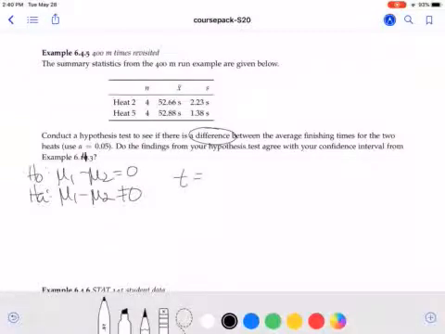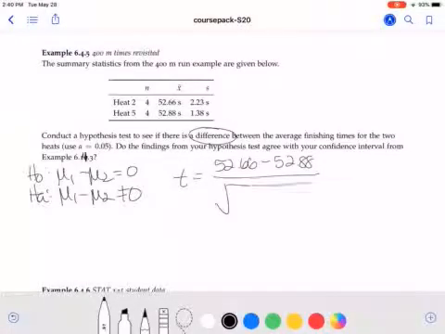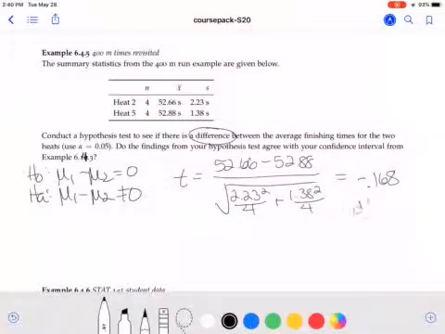Our test stat will be the difference in the 2 sample means divided by the square root of 2.23 squared over sample size of 4 and 1.38 squared over sample size of 4. This produces a pretty small test stat of negative 0.168. Degrees of freedom will be 3. It's the smaller of the two n's minus 1, and those are both going to produce 3 because they're both 4. We're doing a two-tailed test since it's not equal to.